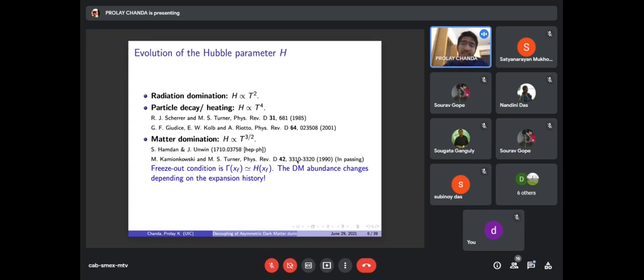Now, if we change the cosmic history, the Hubble expansion rate changes, and that essentially gives us more freedom on the annihilation rate. The rate is proportional to the cross section, and the cross section is the particle physics for dark matter. So when you change the cosmic history, it also changes the dark matter particle physics. And that's why we are interested to explore the matter-dominated freeze-out scenario.